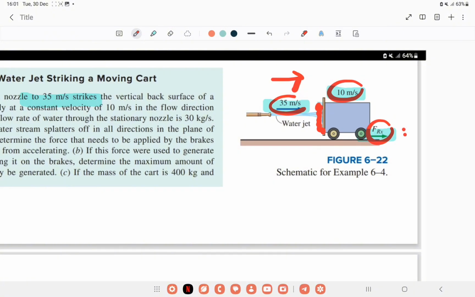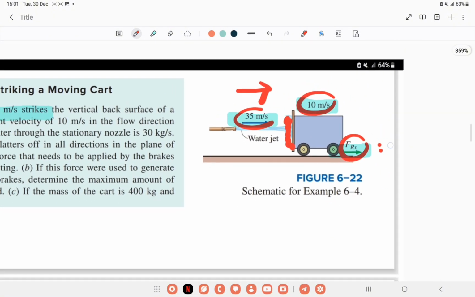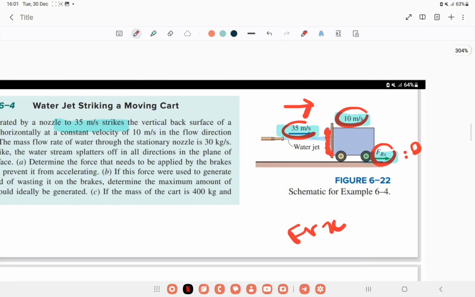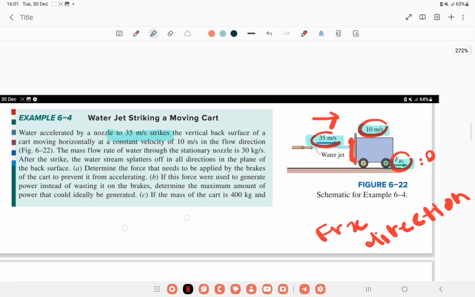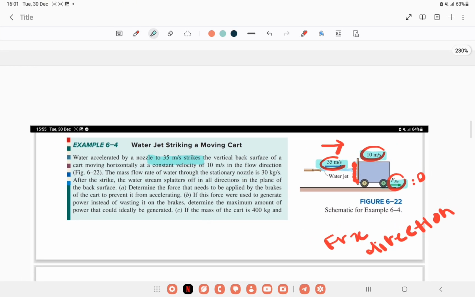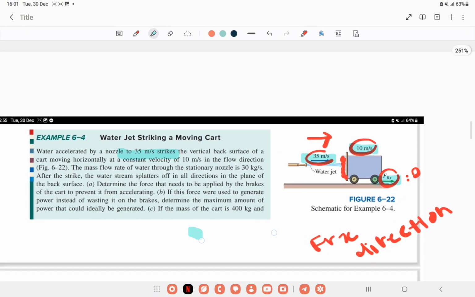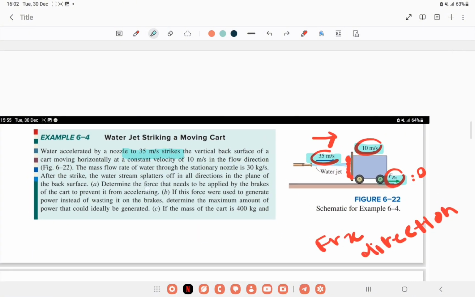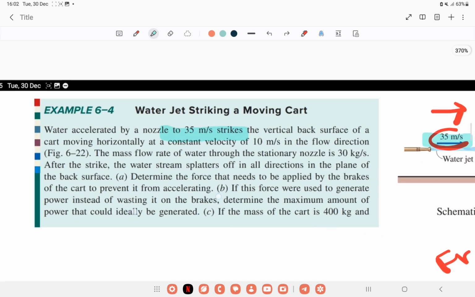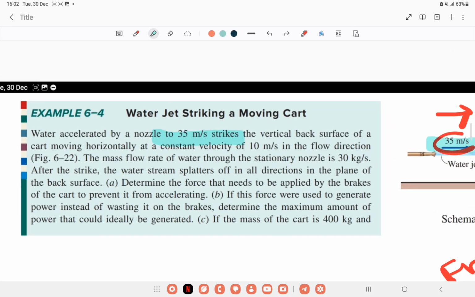After the jet hits the cart, the water spreads out in all directions along the surface of the cart. This means that after impact, the water has no velocity in the horizontal direction. The horizontal direction is the x direction. Because the water changes its velocity when it hits the cart, its momentum changes. This change in momentum produces a force on the cart, so a braking force is required to keep the cart moving at constant speed.